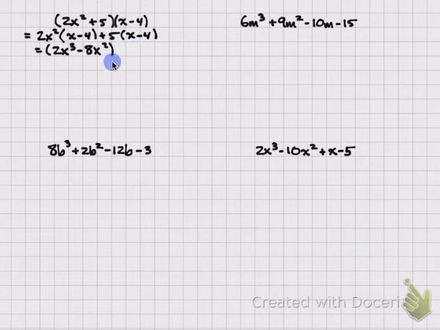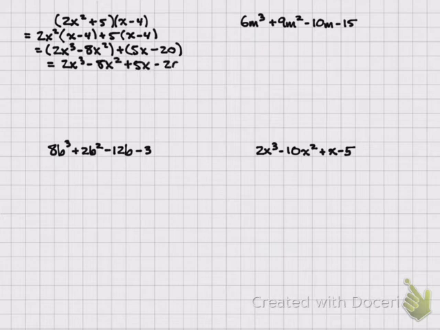5 times x is going to give us 5x. And 5 times negative 4 will give us negative 20. And I'm going to plop a set of parentheses around this as well. Now, of course, if we were multiplying, we'd want to collect any like terms. I don't see any like terms, so I think we can write our final product in this case as just 2x to the third power minus 8x squared plus 5x minus 20.